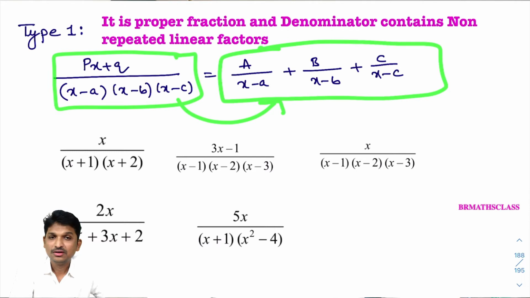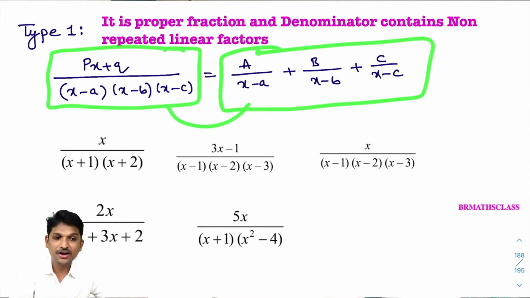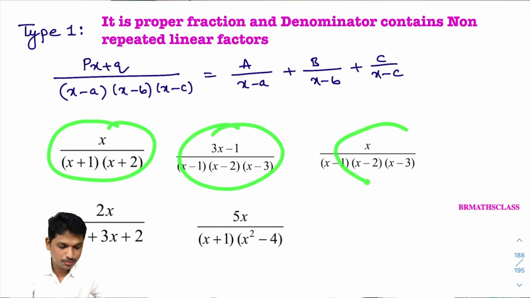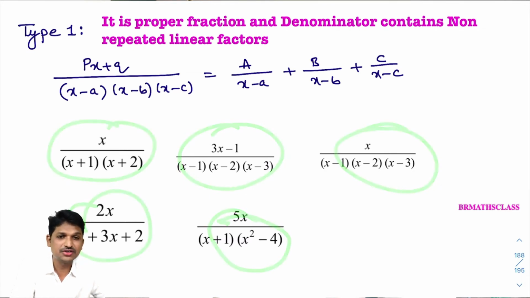Okay, so what are the things you need to understand from what I explained? First, you need to know it is a proper rational function, and second, the denominator contains non-repeated linear factors. Then this proper rational function we will write into partial fractions like this. I hope you are understanding. We identified that all these are proper fractions and the denominator contains non-repeated linear factors. So then let's see how we'll solve these problems.